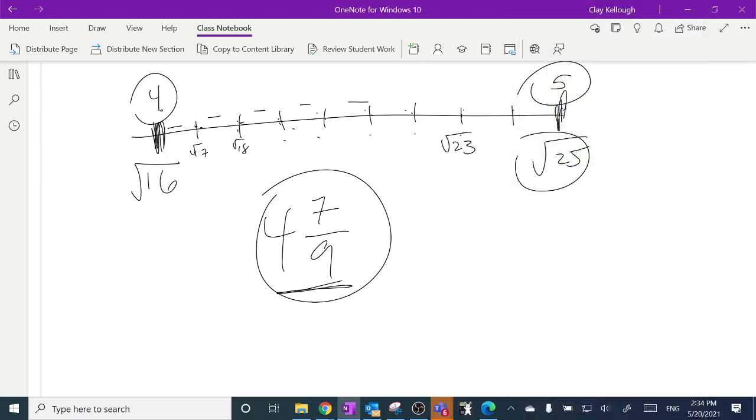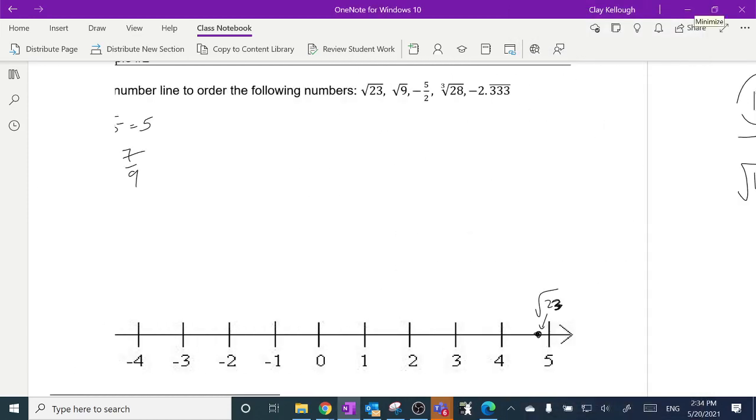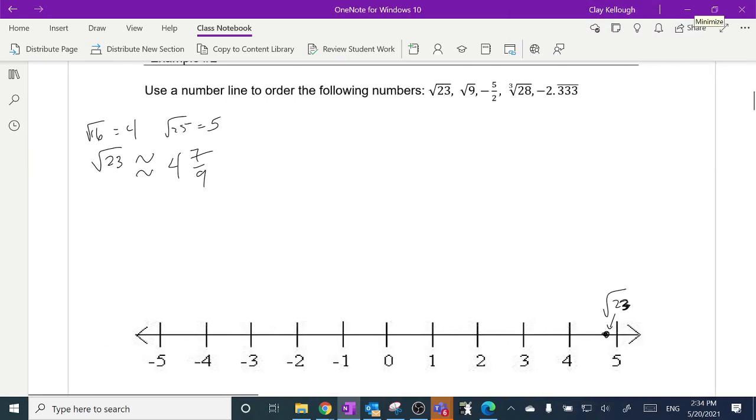Okay, so anyway, that was only the first one. Let's keep going. Okay, the square root of 9 is easy. The square root of 9 is 3. So the square root of 9 is right here. Negative 5 halves. Okay, I could think of that if you like. Negative 5 halves is negative 2 1/2. All right, so negative 2 1/2 is that way. Okay, so there's negative 5 halves.